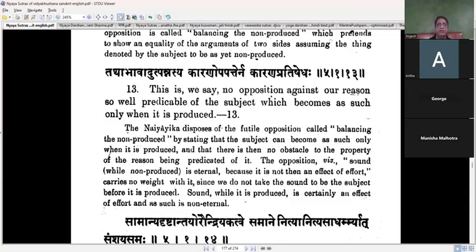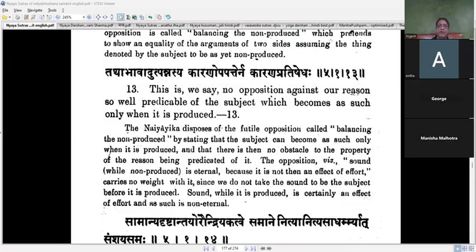What I told you a little earlier also: the properties of the object being unavailable before being produced. The properties of the object means we are saying the effect here, okay? The effect, like we have sound here. So the properties of sound being unavailable before being produced cannot be used to disprove the argument. Upapatte karan apratishedah, that cannot be used to disprove the argument about its properties after being produced.